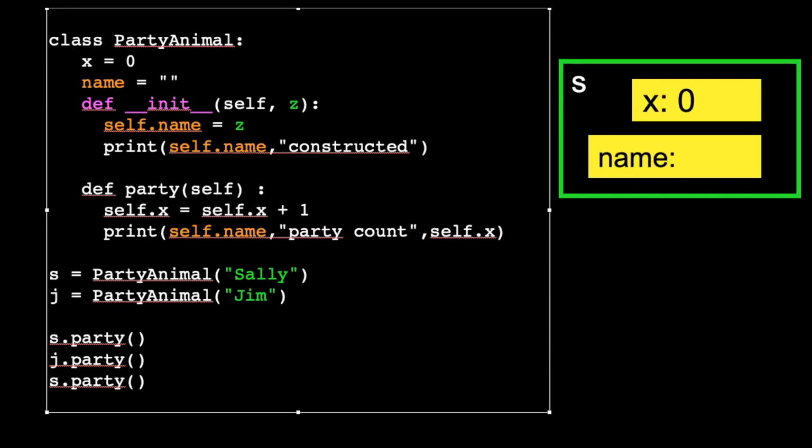So you have S, Sally dot party, and then Jim dot party. What does that mean? Well, this dot party increments itself and also prints its name plus the X that gets implemented. One thing about X is this one is being used per instance of party animal. So S, which is Sally, is different than J because they occupy different memory spaces.